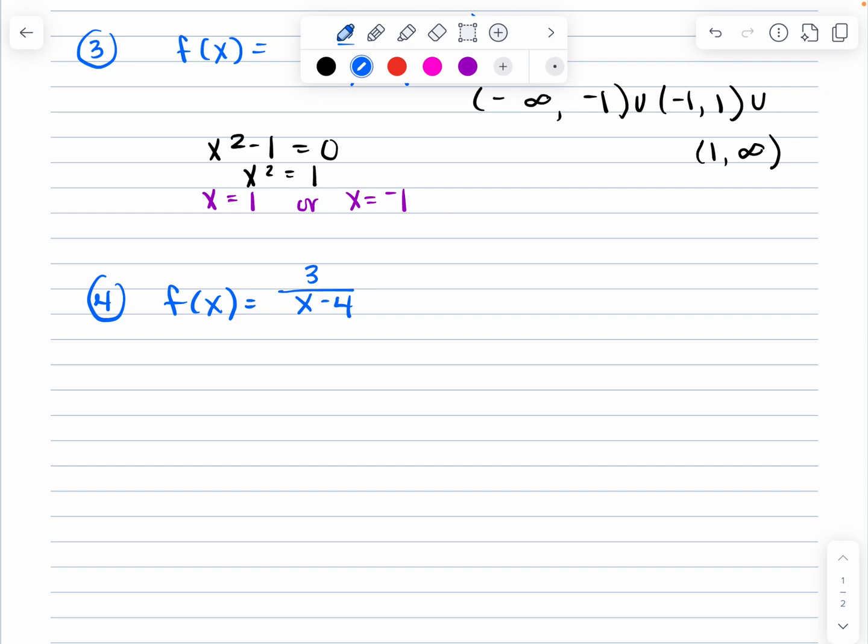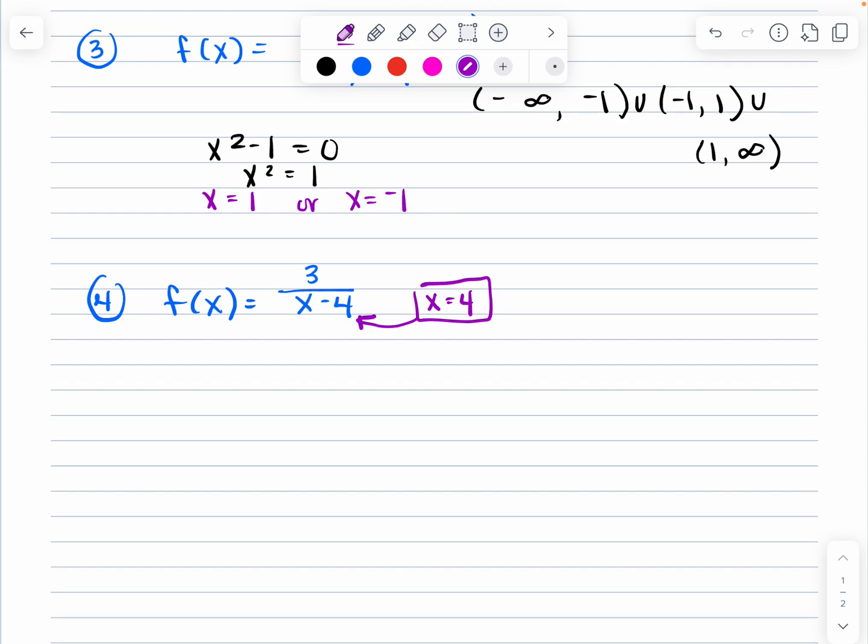And again, we're describing the behavior at the asymptote. Okay, so first of all, we know that the asymptote is going to be at x equals 4, right? Because that's where the denominator is going to equal 0.